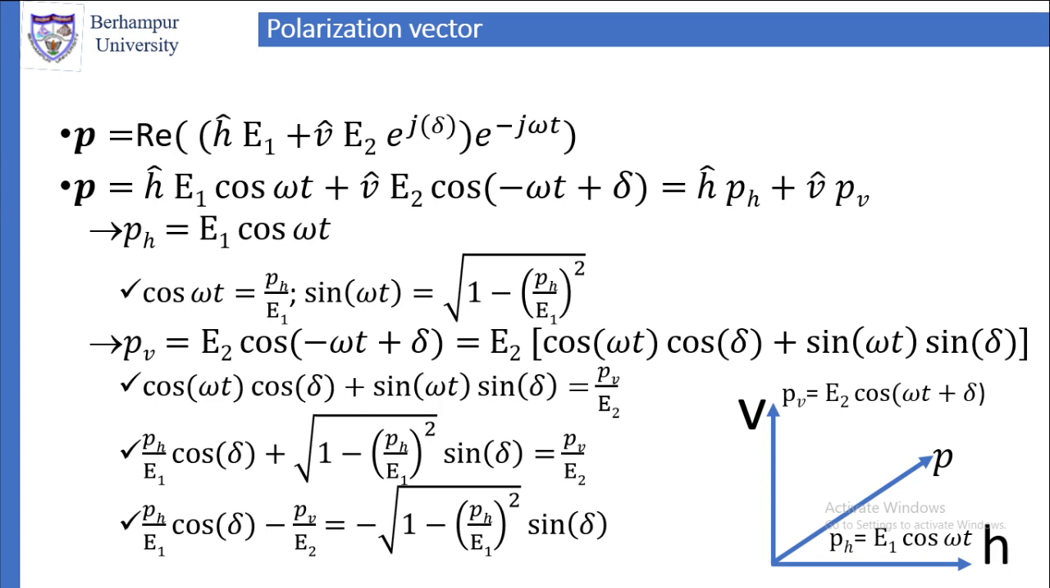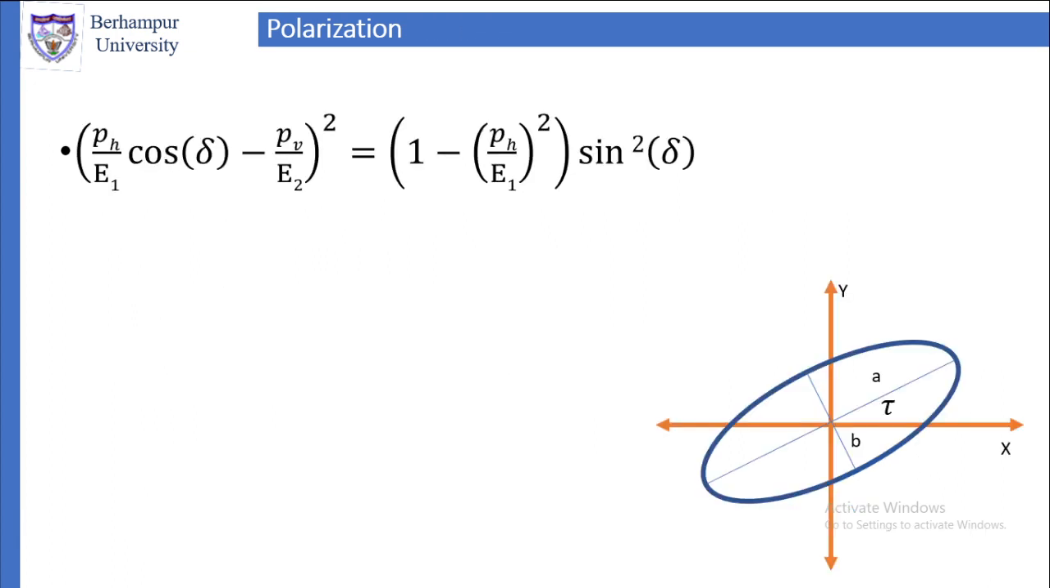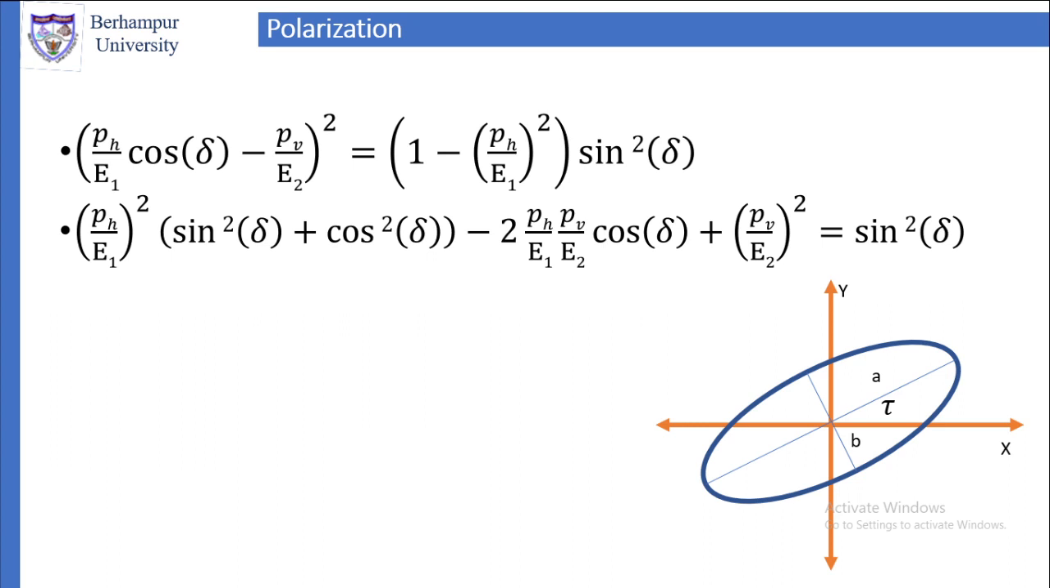So ultimately we can write it in this form: PH by E1 cos delta minus PV by E2 is equal to minus square root of 1 minus (PH by E1) square into sin delta. So the sin delta term is on one side, and the cos term is on the other side. Now if I take the square on both sides of this equation, the left side is (PH by E1 cos delta minus PV by E2) whole square. On the right side, the square root will go, so that will be 1 minus (PH by E1) square into sin square delta. So just squaring that, we get this. Then we can write it as (PH by E1) square into sin square delta plus cos square delta. This we are just rearranging the terms.